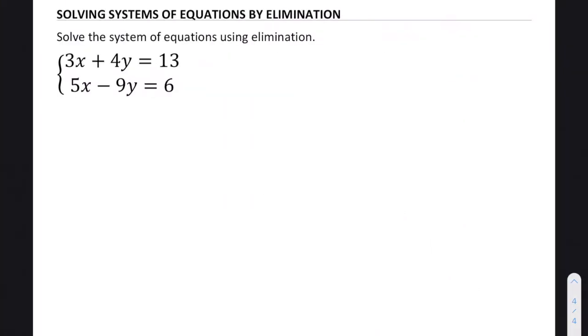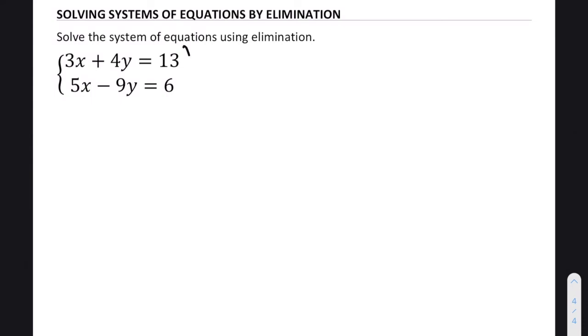All right, in the last example, sometimes we can look at it and not see opposites. So we have 3x and 5x. They're not even close to opposites. 4y and -9y, they're not even close. So sometimes we have to multiply both equations by a number. And what I like to do is just multiply by whatever the coefficient is on the term in the other equation. So I'm just going to focus on the x terms here.